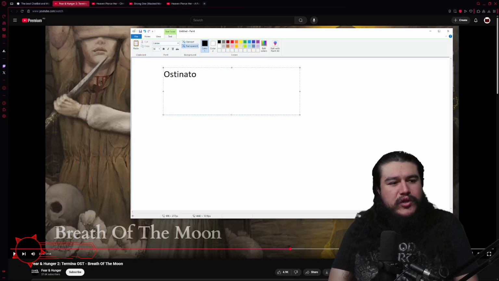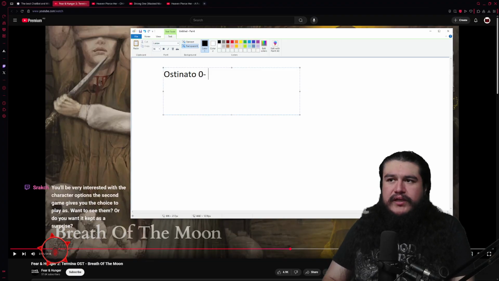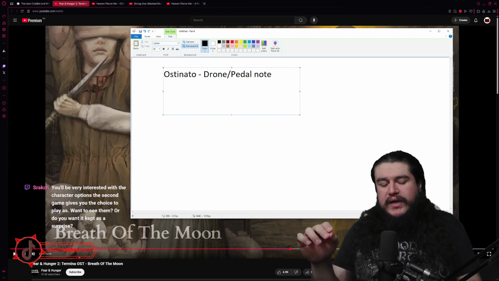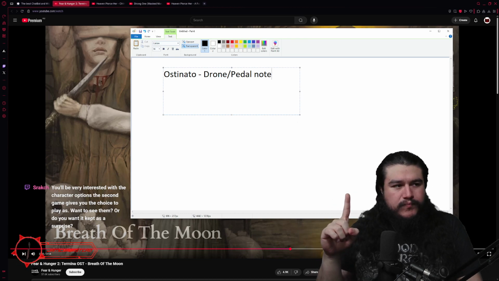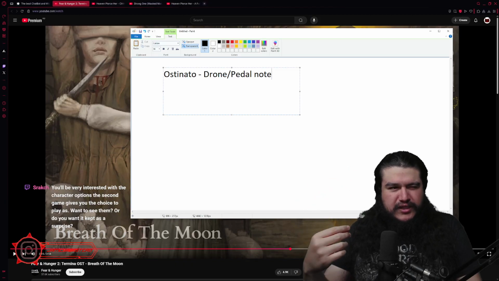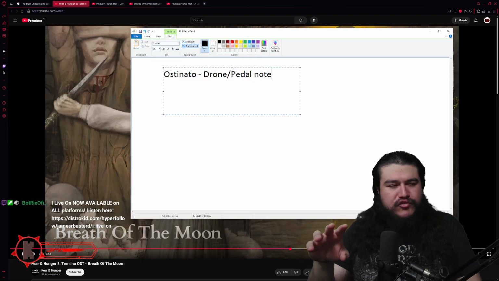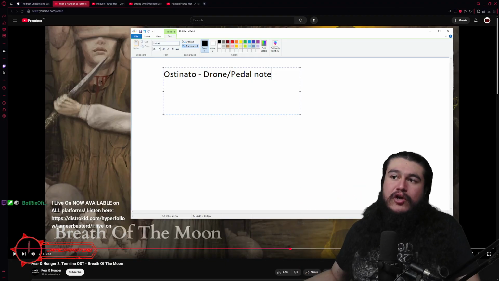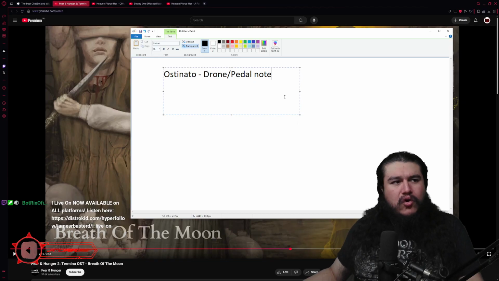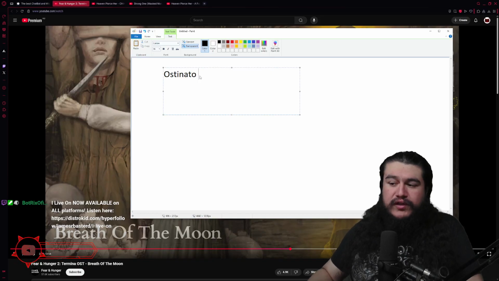An ostinato is when you have an instrument repeat the same thing over and over. The difference between an ostinato and a drone or pedal note is that a pedal note is one note that is being held constantly. A drone is usually more than one, usually like a power chord, we would say. More than one note, and it's just held indefinitely. An ostinato is a phrase or a series of notes or a melody that plays over and over, that plays on repeat.